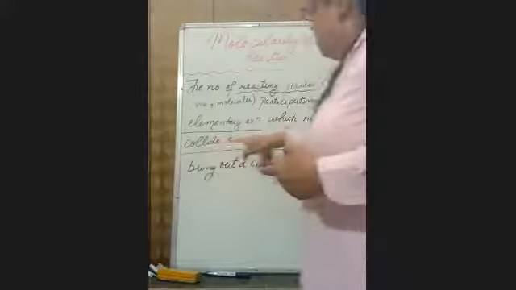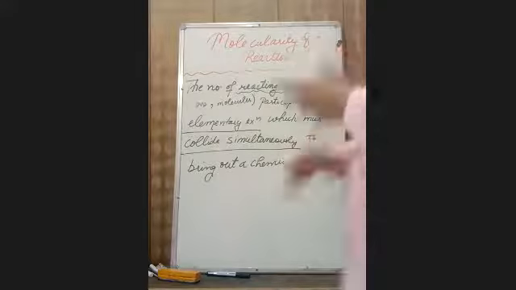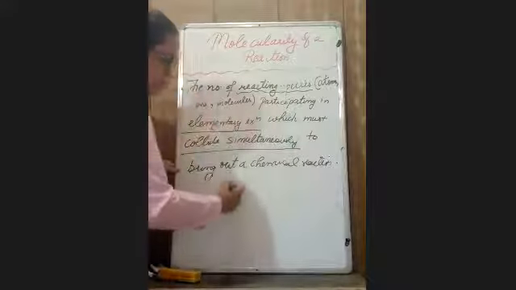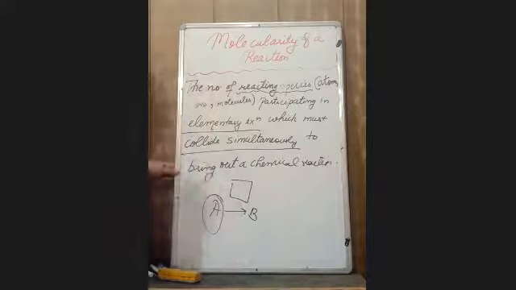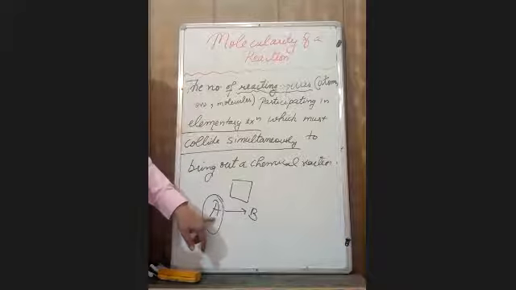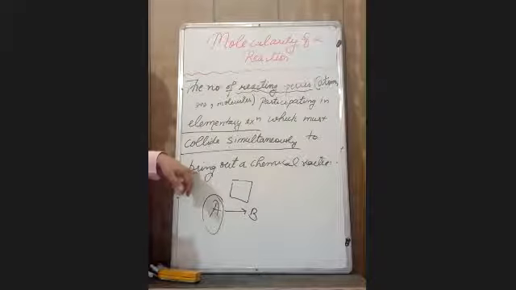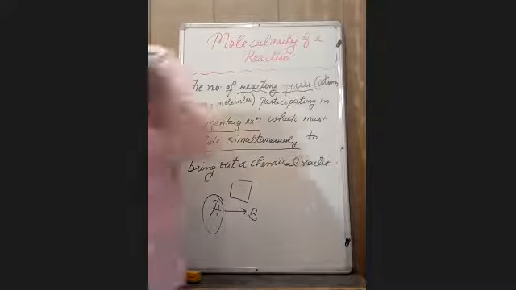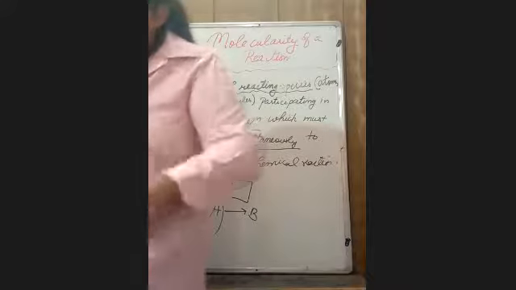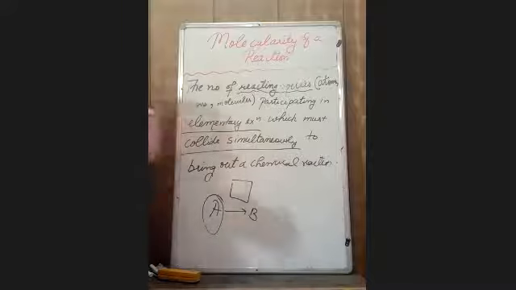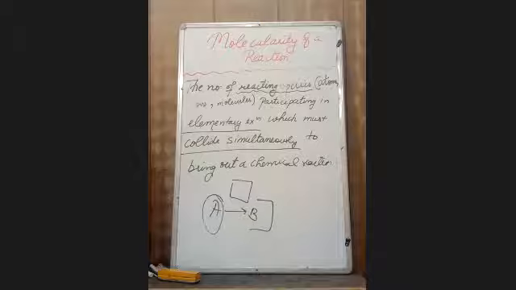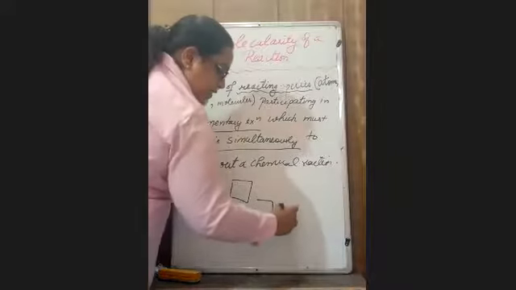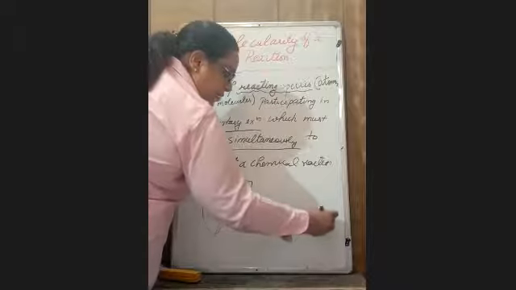Okay? Because suppose I am taking one molecule, A, and it is converted into B. This single step reaction undergoes very effective collision to produce a chemical reaction, because molecules are colliding with each other and form the product. If one molecule is colliding and produces the product, this type of reaction is your unimolecular reaction.